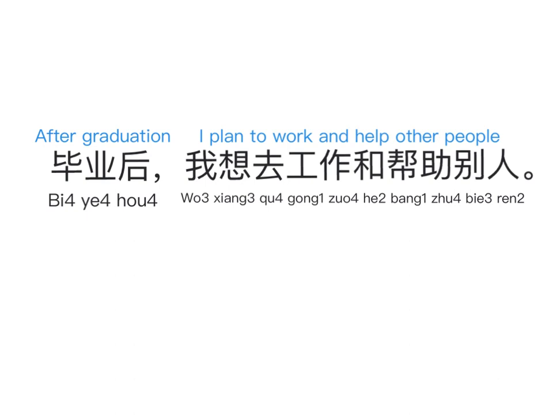Okay. Next, 我想去工作和帮助别人。我想去, I plan to. 工作 is work. 和 is and. 帮助 is help. 别人 is other people. So basically just straight. Okay, one more time. 我想去工作和帮助别人. I plan to work and help other people.